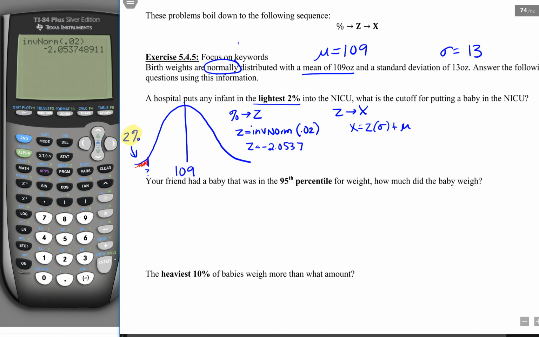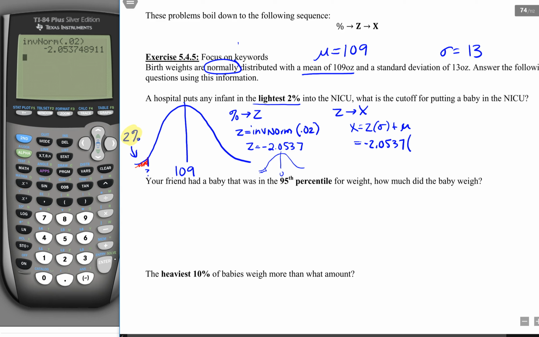And this makes sense, right? Our z-score tells us how many standard deviations away from the mean something is. So all we're doing is saying, okay, let's put those standard deviations back on the mean, and that'll give us back where our original observation was. So if we do this, we have negative 2.0537, which, by the way, made sense because if you visualize the standard normal curve at 0 with 2%, this makes sense as it is less than 0.